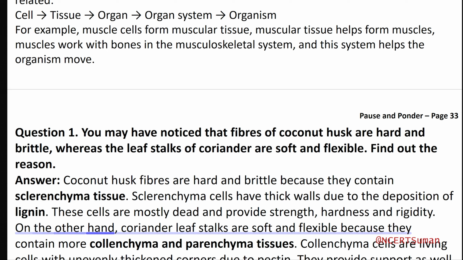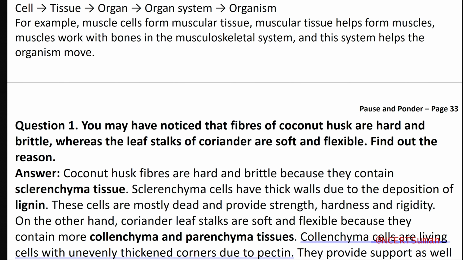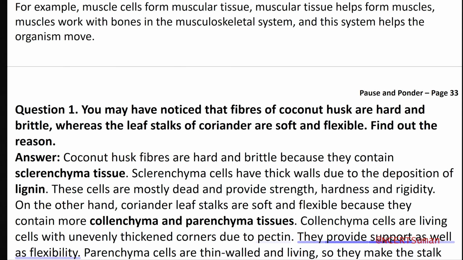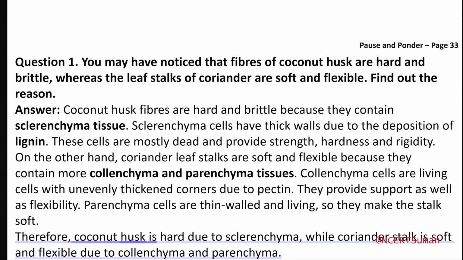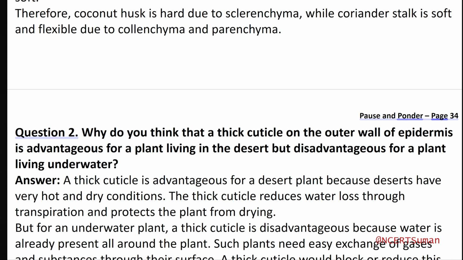On the other hand, coriander leaf stalks are soft and flexible because they contain more collenchyma and parenchyma tissues. Collenchyma cells are living cells with unevenly thickened corners due to pectin. They provide support as well as flexibility. Parenchyma cells are thin-walled and living, so they make the stalk soft. Therefore, coconut husk is hard due to sclerenchyma, while coriander stalk is soft and flexible due to collenchyma and parenchyma. Pause and ponder, page 34.